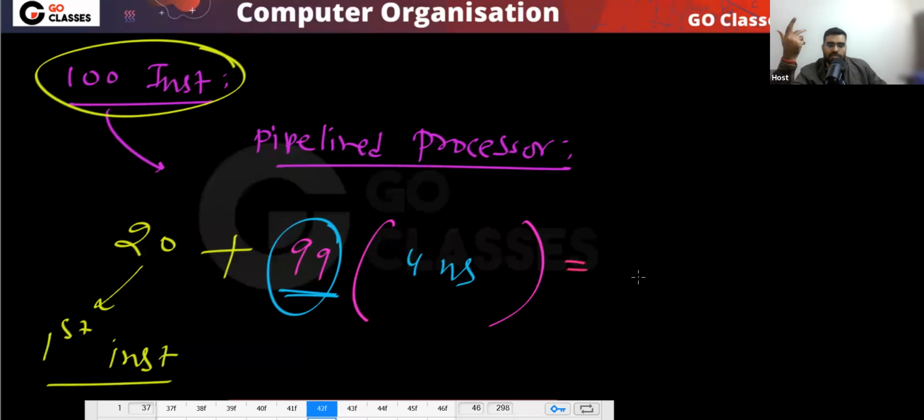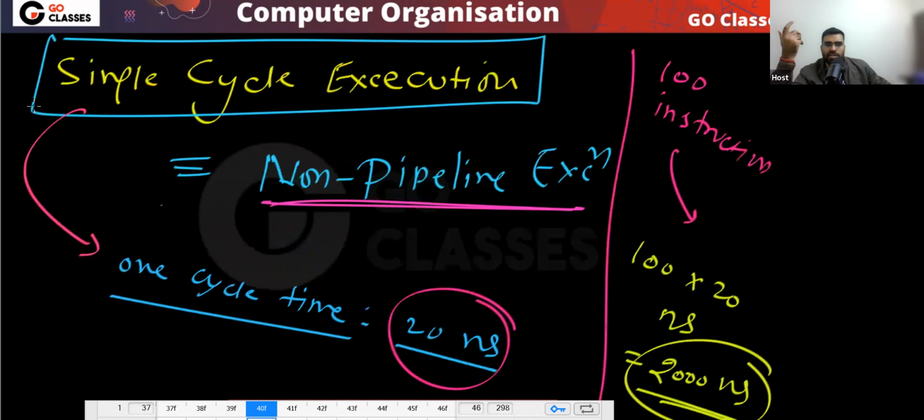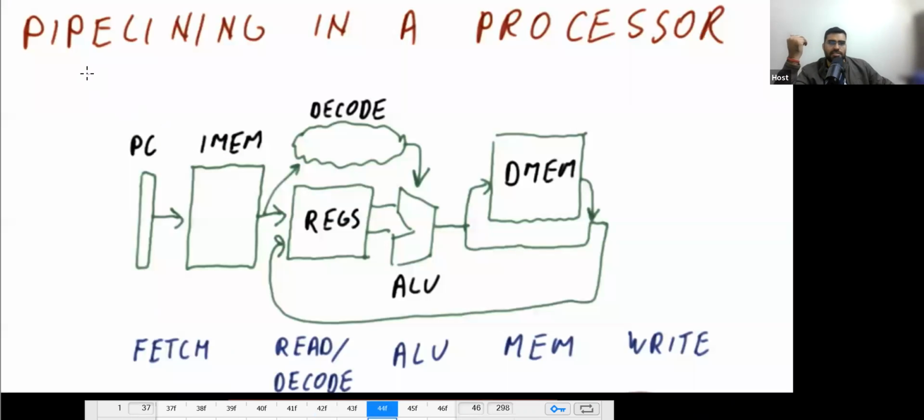So you can calculate this. It is 416 nanoseconds. You can see here you have 416 nanoseconds, and here you have 2000 nanoseconds. So tell me, which is useful? Definitely pipelined execution is useful. So this is the complete system. You can see this diagram of pipelining in the processor. Very simple, you can check it out.